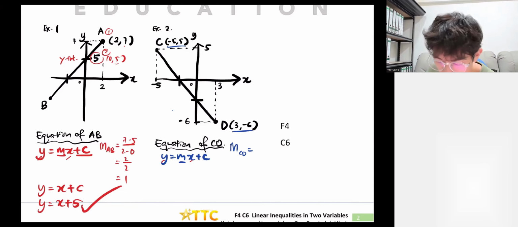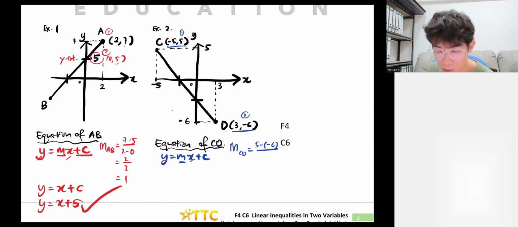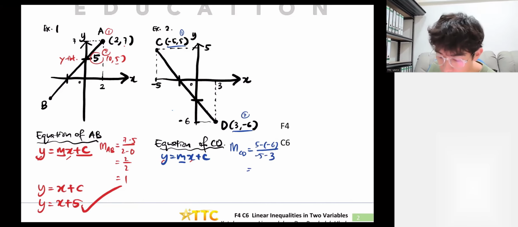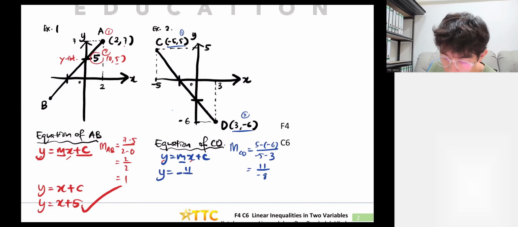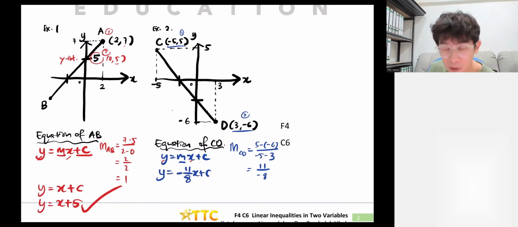Okay, so y1 minus y2, let's say this one first and second. So 5 minus 6, right? Minus 6, minus 5 minus 3. So 5 plus 6, you get 11. And then minus 5 minus 3, what do you get? Negative 8. Okay, I can replace my gradient now. Negative 11 over 8 x plus c. You notice I put the negative in the middle. Students, it's okay to get weird answers. It's quite normal.